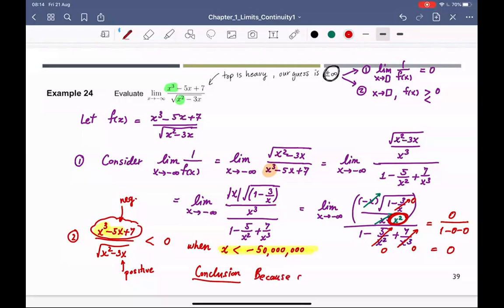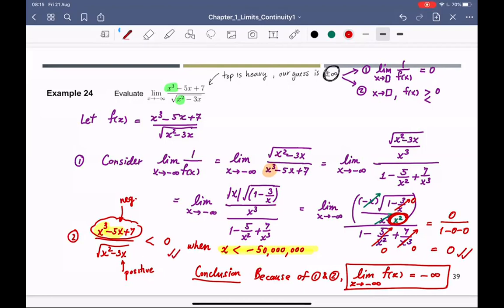Your conclusion is going to be, because of 1 and 2, that the limit of f(x) when x goes to negative infinity is equal to negative infinity as well. Because you showed two things: that the limit of the reciprocal of f is equal to 0 and also f(x) is less than 0. This is what you have to do when you show your work. If you guess that your answer is plus or minus infinity, you need to show your work by checking these two things. Does it make sense?